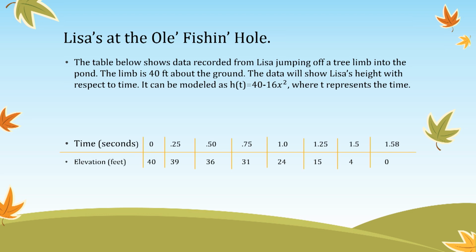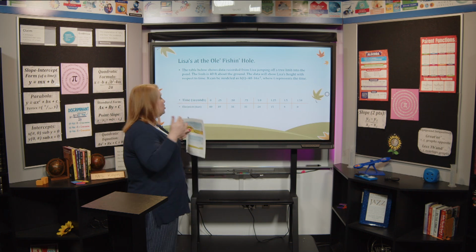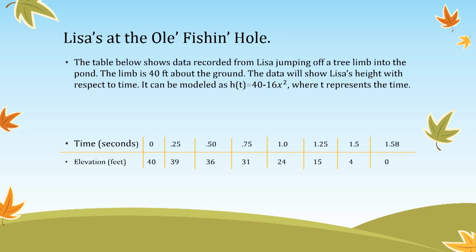So at 0 seconds, she's on the limb. She hasn't quite jumped yet. So she jumps off, and at a quarter of a second, she's at 39 feet, and she keeps going down until she gets into the pond at 1.58 seconds later. All right, so let's see.